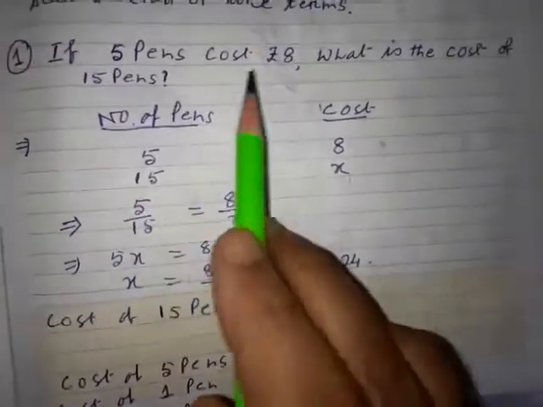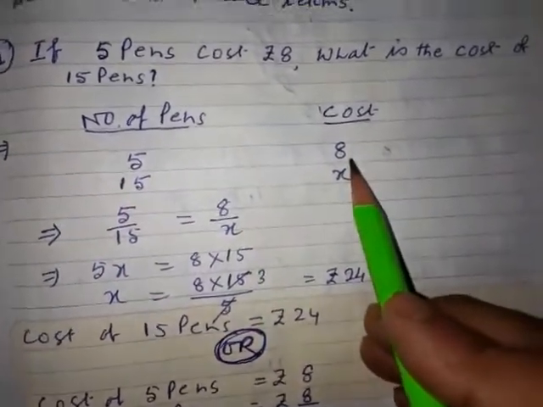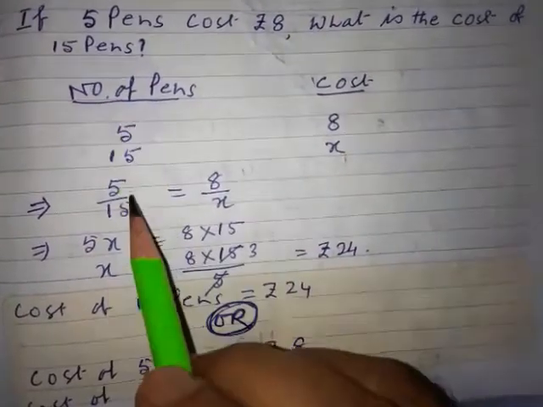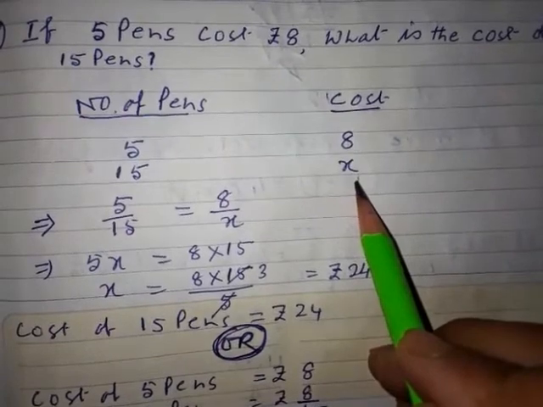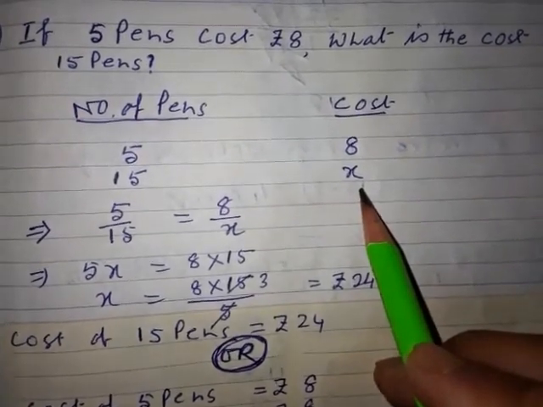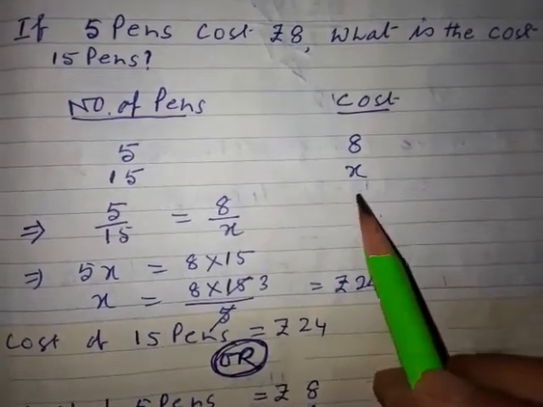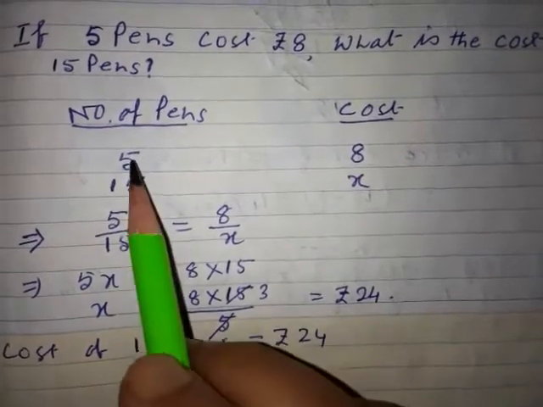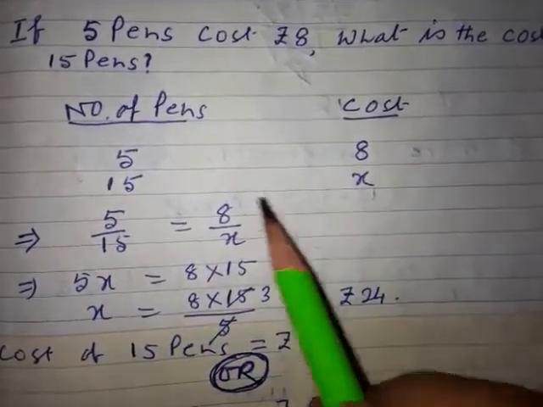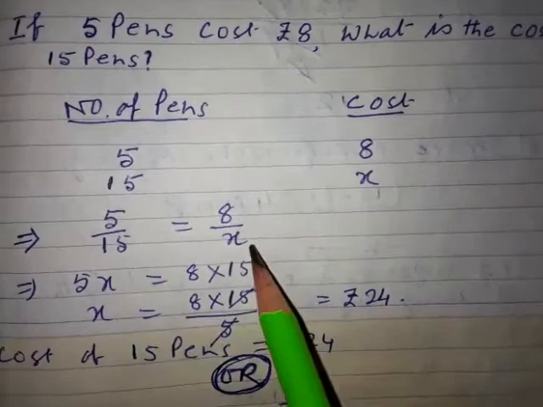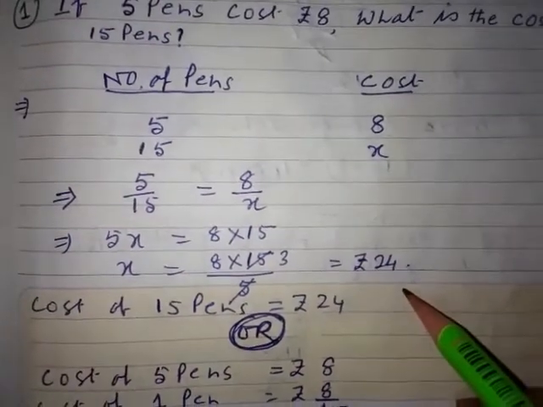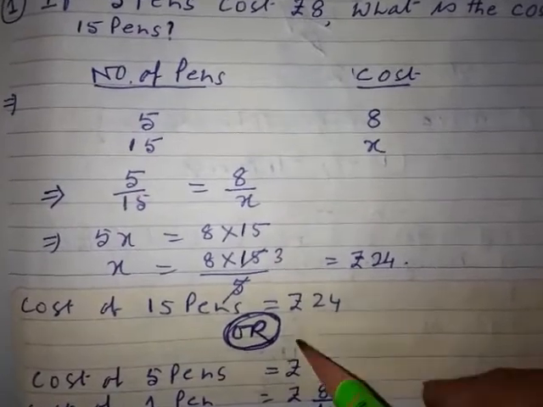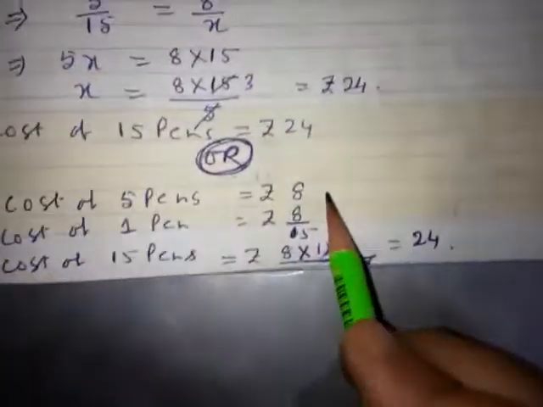Now first case, 5 pens, what is the cost? 8 rupees. Second case, how many pens are there? 15 pens. What is the cost? You do not know, and the problem is based on direct variation. When it is direct variation, the first ratio is equal to the second one. So 5 by 15 is equal to 8 by x. If you do the cross multiplication, you will be able to find out the value of x. x is 24.